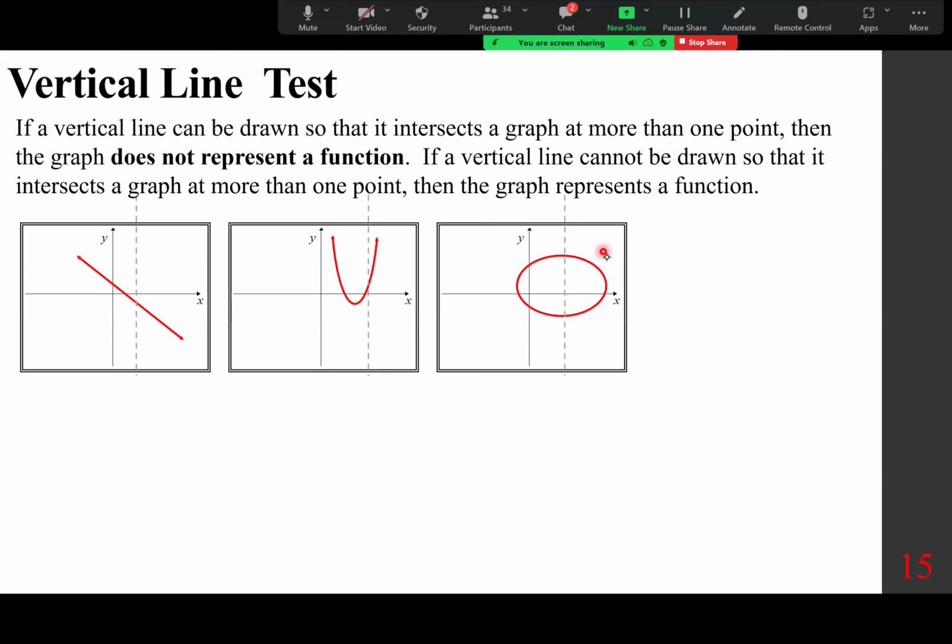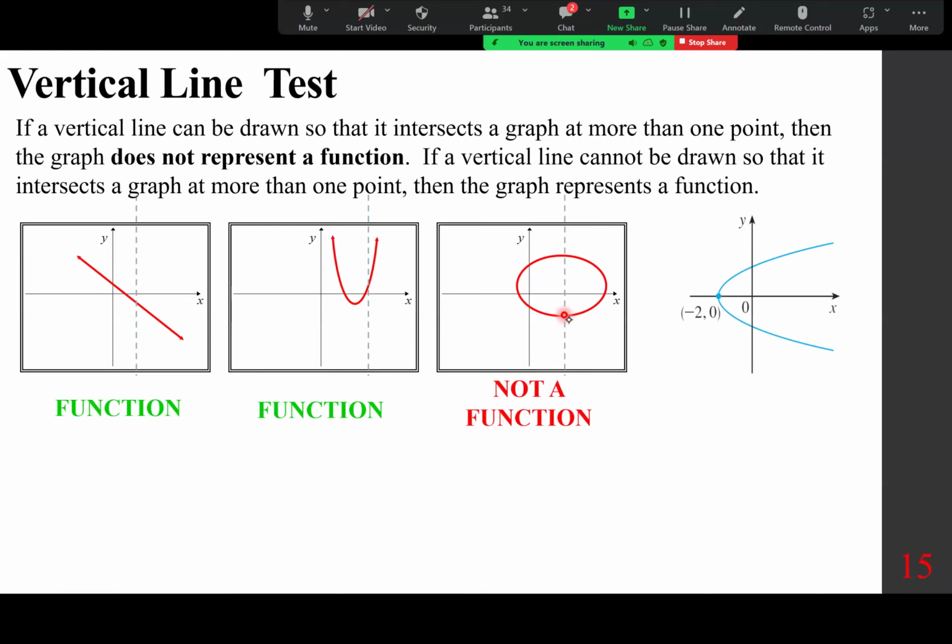This one, not a function. It's a function, function, not a function. Clearly not a function. You don't even have to draw a vertical line. This is a vertical line.